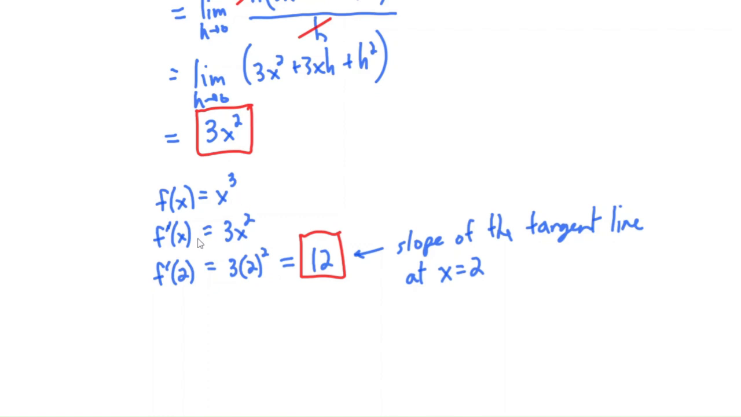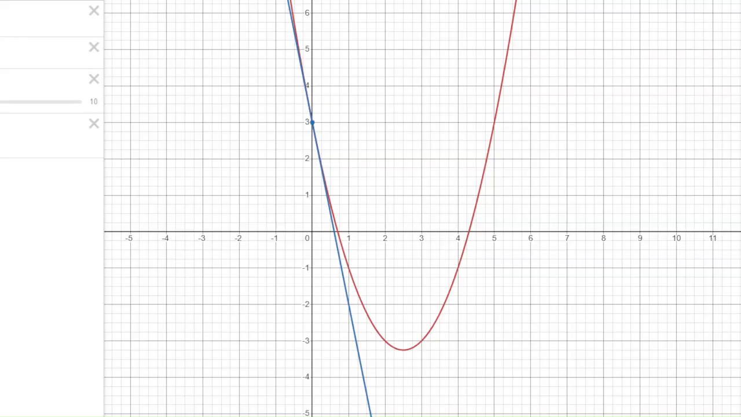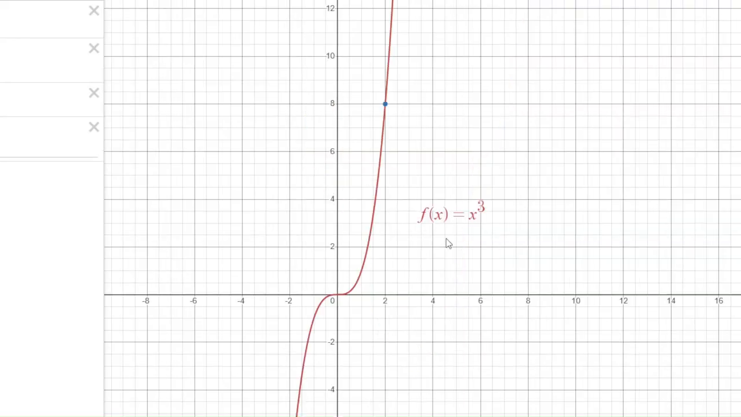Okay, so if f of x is x cubed, f prime of x is 3x squared. If we wanted to find what's f prime of 2, we just plug in 2 for x and you get 12 as a result. So graphically what this means, here's the graph of f of x equals x cubed. At x equals 2, what is the slope of the tangent line, right? F of 2 is 8. Turns out f prime of 2 is 12. That's the slope of the tangent line there.